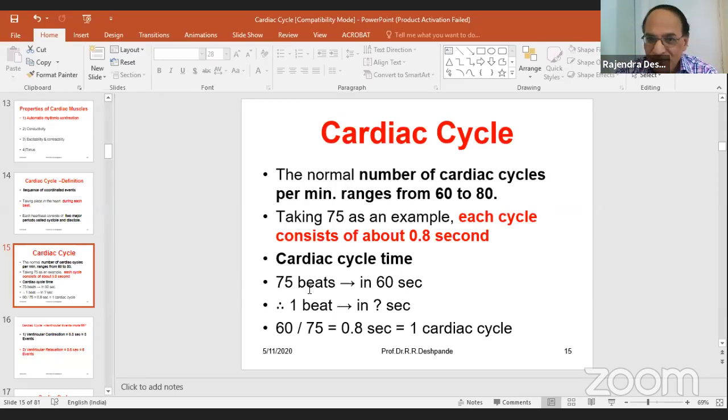75 beats. That means the cardiac cycle is going on 75 times in 60 seconds. So for one beat, how much time will be required for one event of the cardiac cycle? 0.8 second. Because in 60 seconds, the cardiac cycle takes place 75 times. So for one cardiac cycle, the time is 0.8 second.